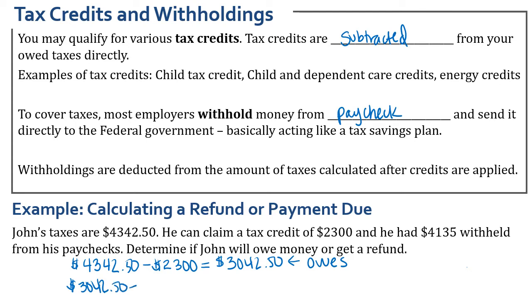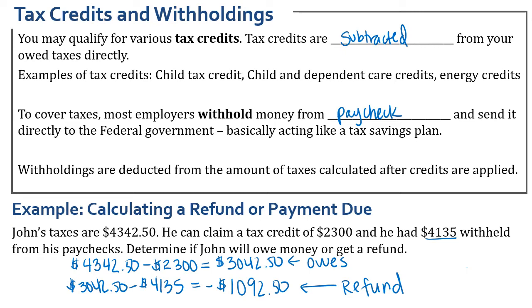So he owes that much money. Now, he's already had $4,135 withheld from his paycheck. Again, when you look at your paychecks, there's an amount that gets withheld every month. So he's already paid that amount out of his paycheck. So when I subtract what he's already paid in taxes from what he needs to pay, we end up getting a negative balance of $1,092.50. So this means that John's going to get a refund of $1,092.50.